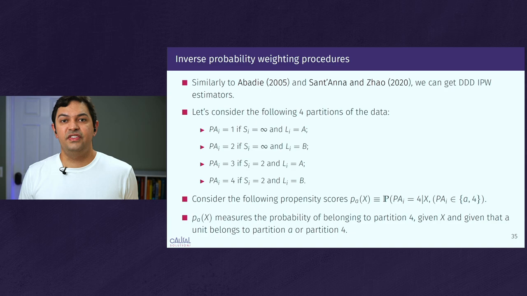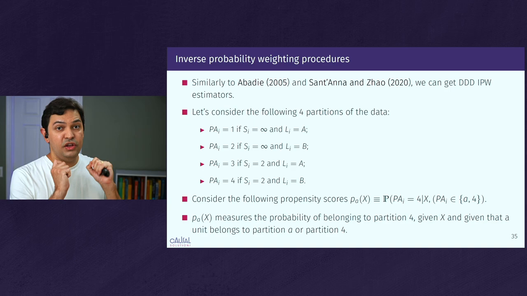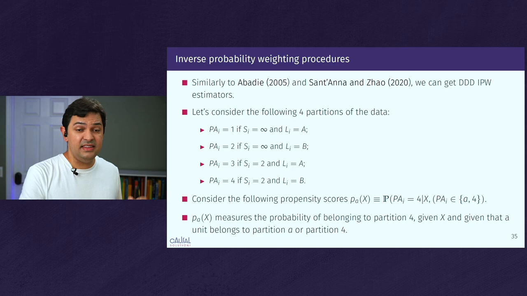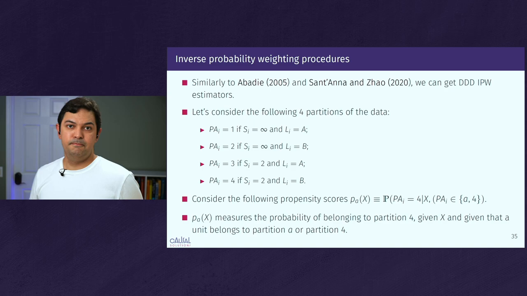Partition 1, 2, 3, and 4. What is partition 1? Partition 1, if you belong to unit I, belongs to untreated states and has L equals A. Partition 2, you belong to untreated states and you have L equals B. So you are part of the targeted population.